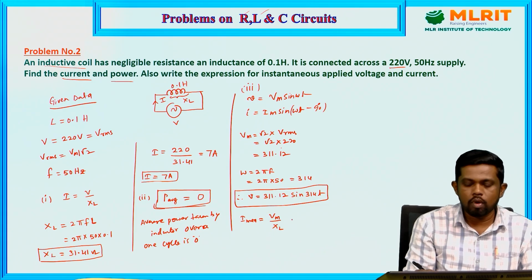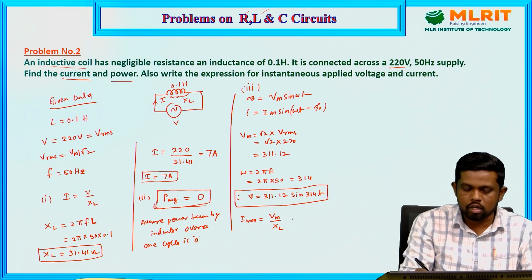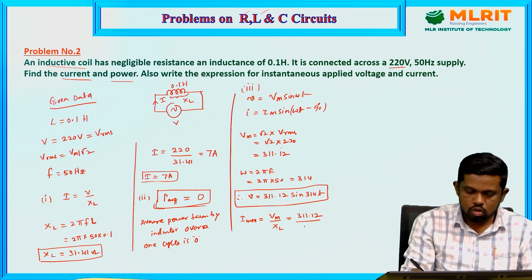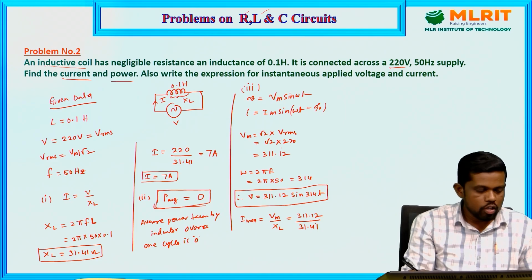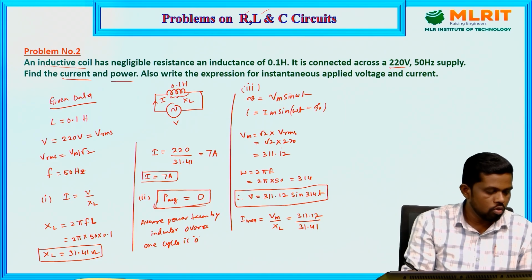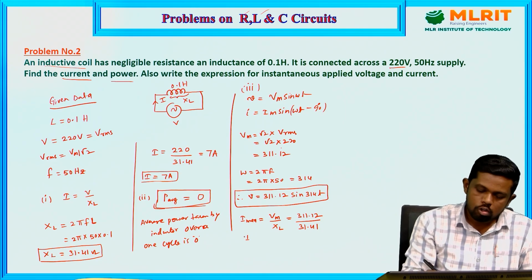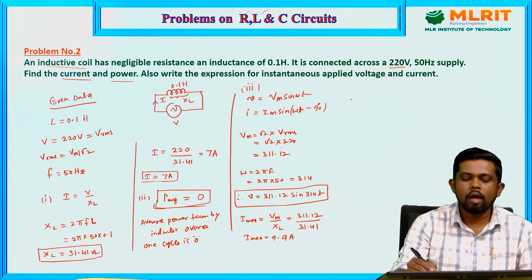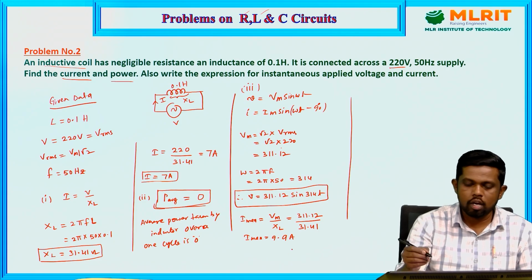So in the inductive reactance, that is in case of the pure inductor, it is 311.12 divided by 31.41. The ratio of these two gives us the Im value. So I max equal to 9.9 ampere we got. So the peak value of current in the network is 9.9 ampere.